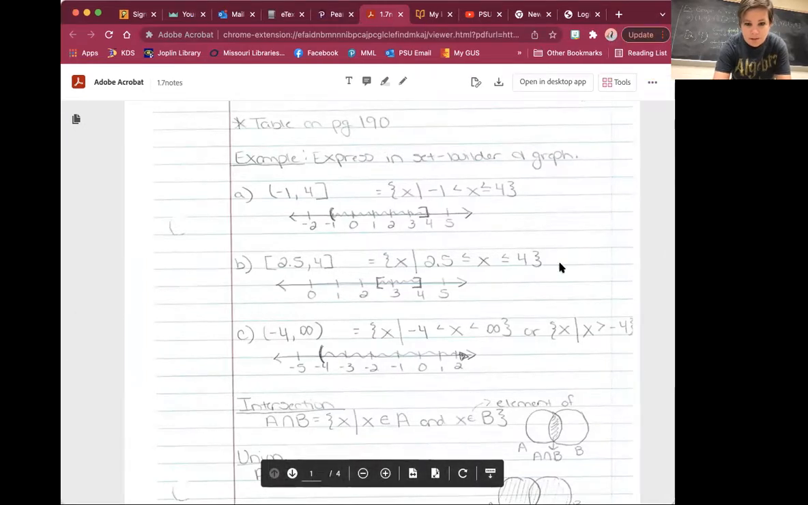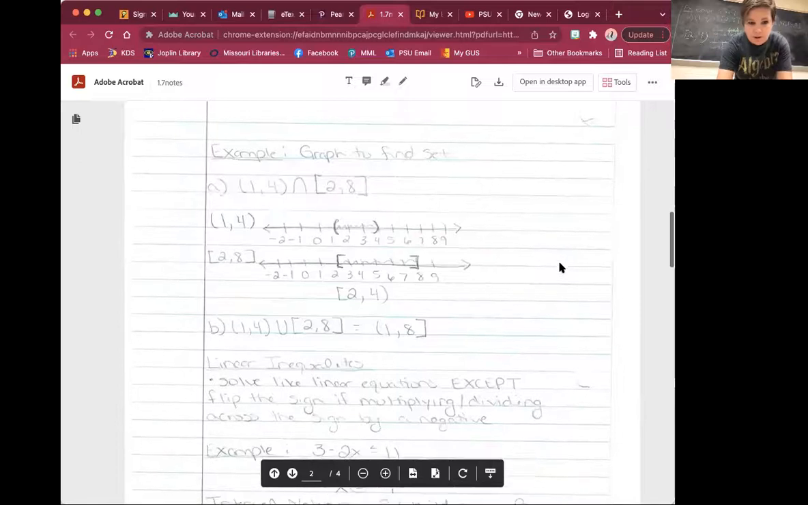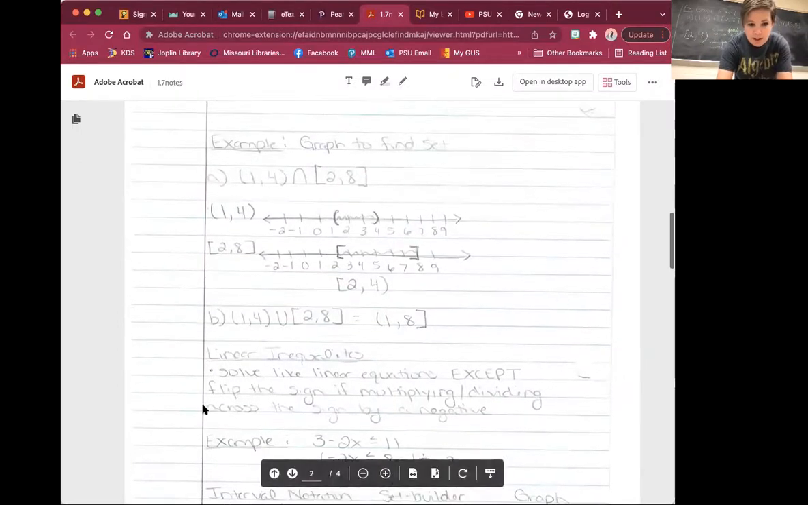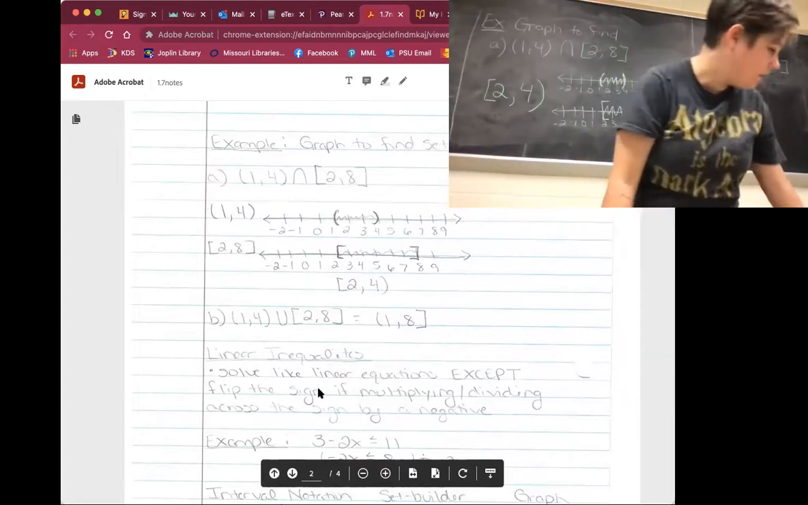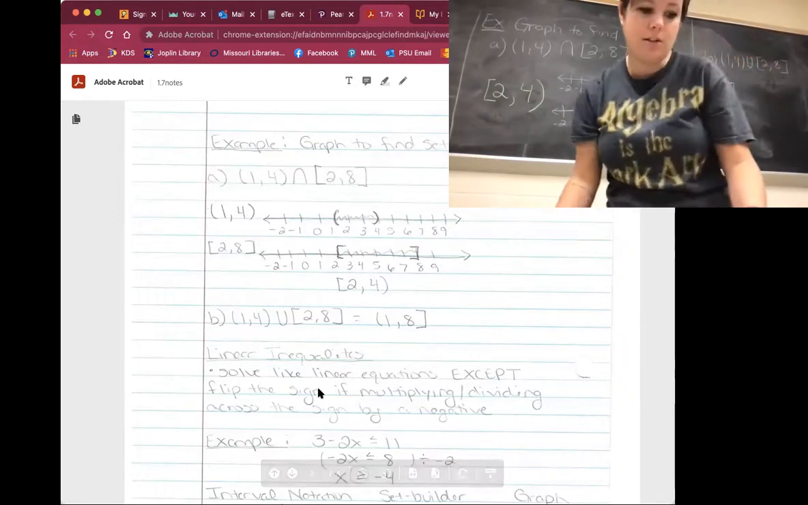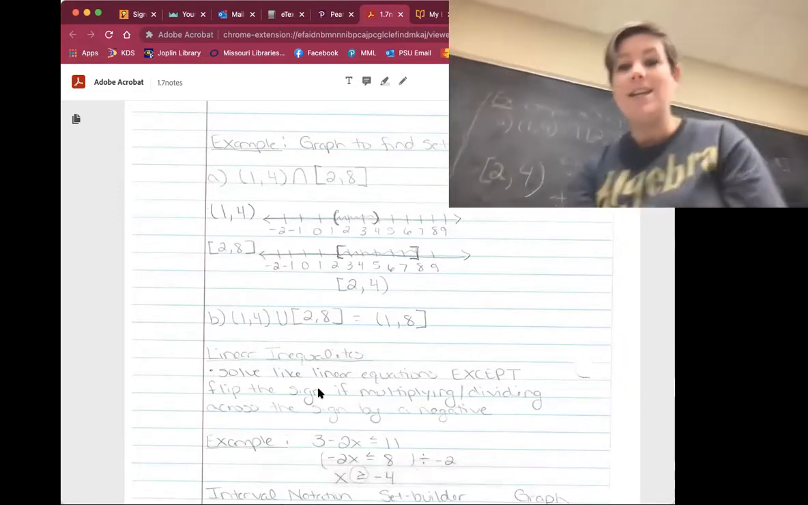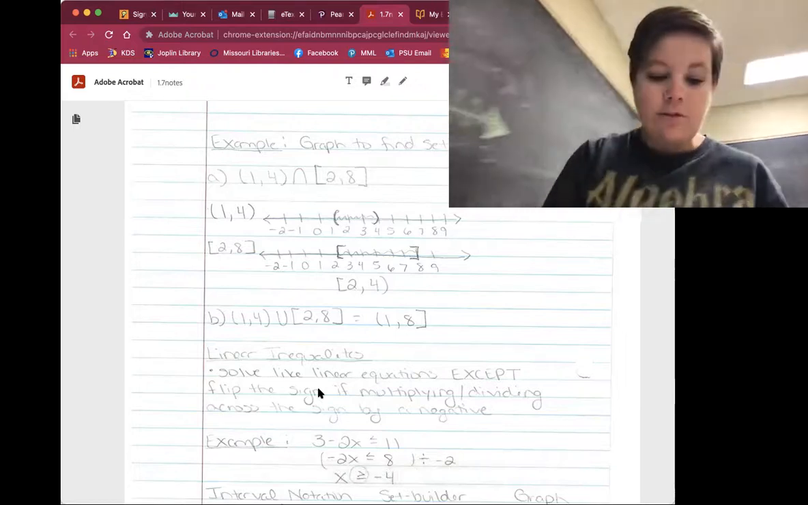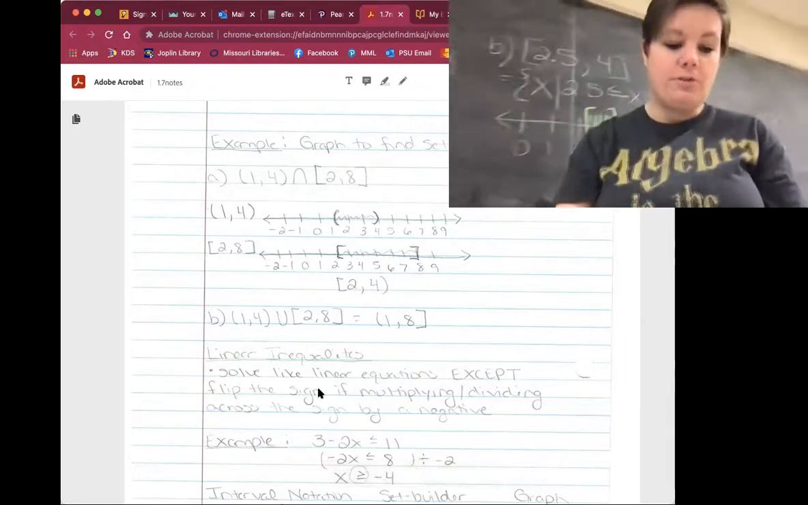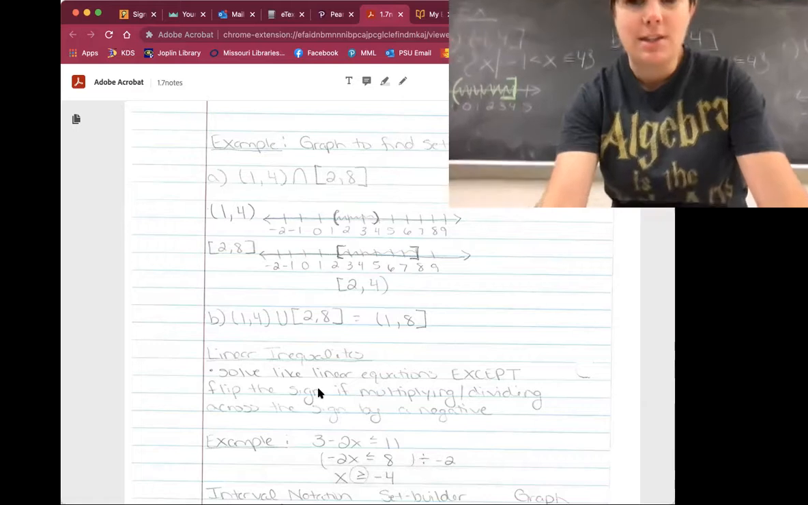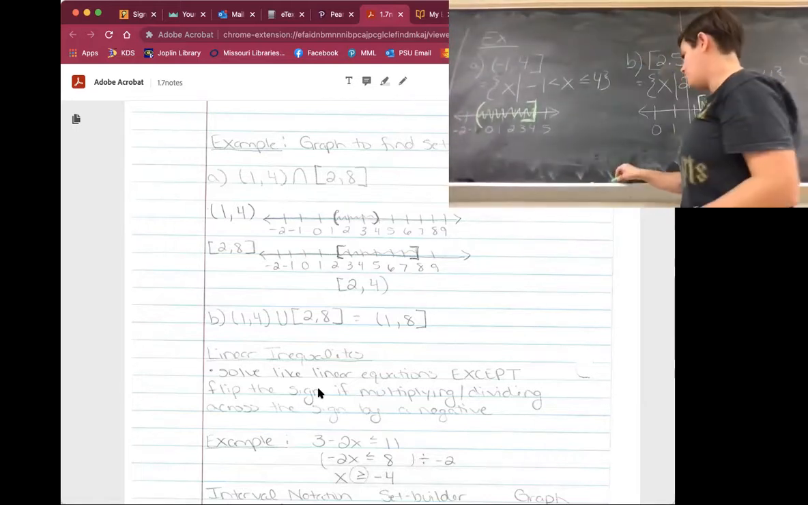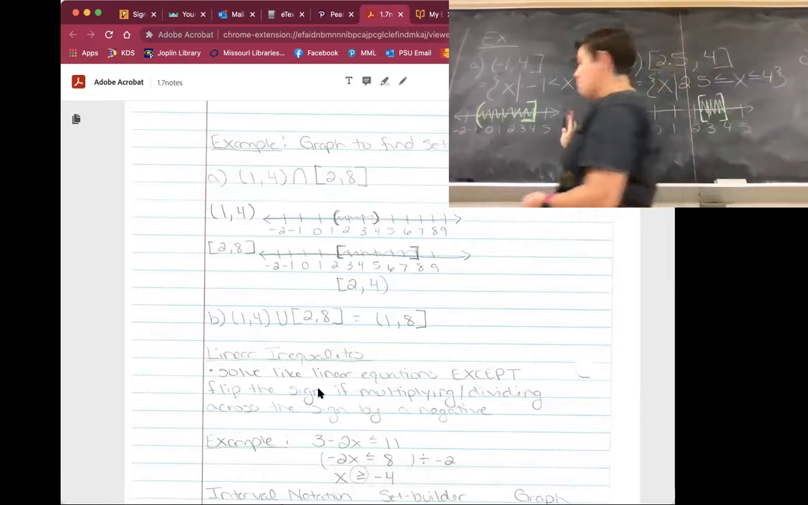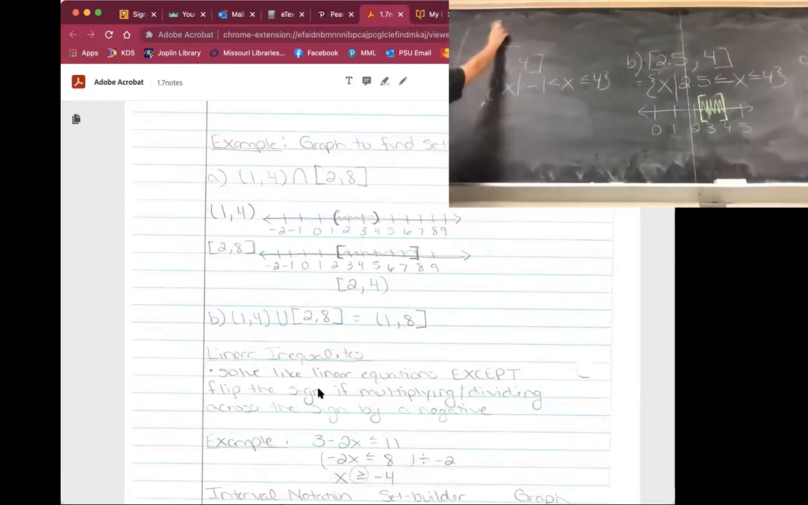Okay, so there's all the information we've already talked about. There's the example I just did. And now there's this linear inequality right here. You solve linear inequalities just like linear equations, except you have to flip the sign if you multiply or divide across the sign by a negative. And maybe that's confusing. I promise we will clear it up by working some examples.